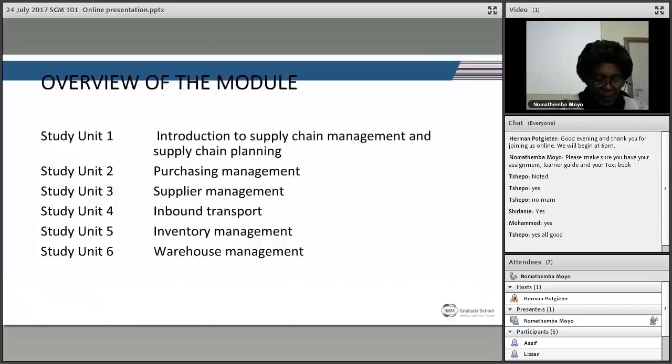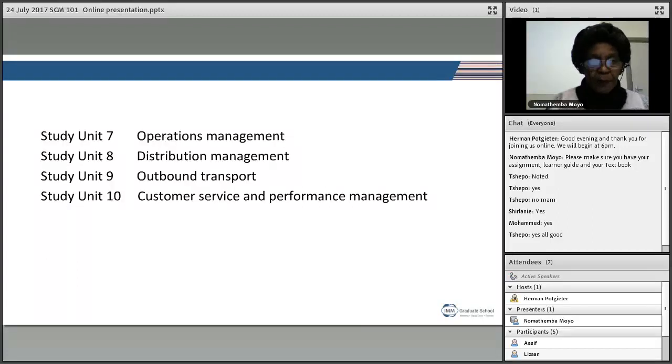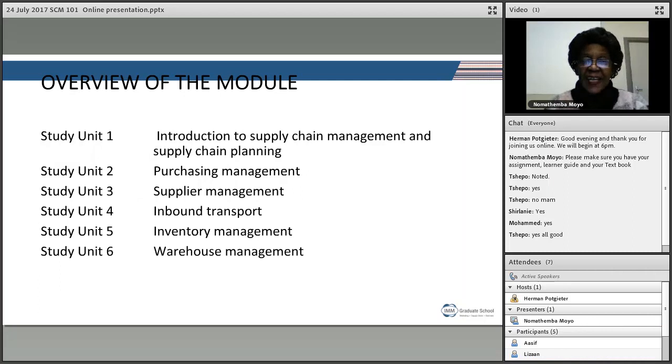When we look at the question paper, we'll first look at an overview of the module, the Supply Chain 101. It is comprised of 10 study units. The first study unit talks about the introduction to supply chain management and supply chain planning, what supply chain is, what logistics is, and how this is organized to bring optimum benefits to whoever is part of it.